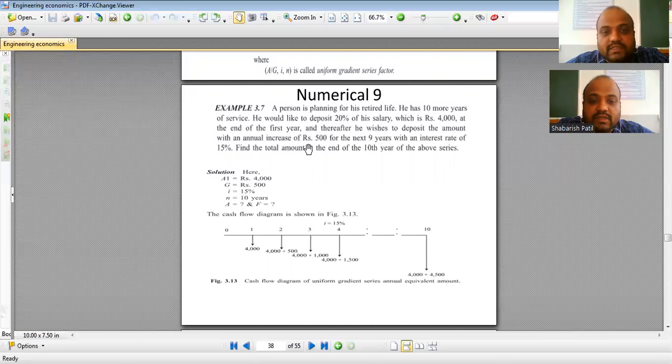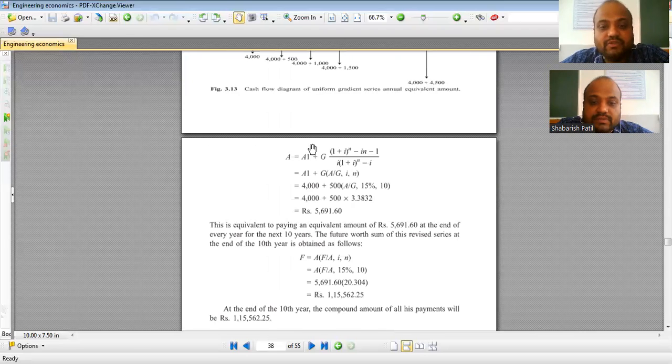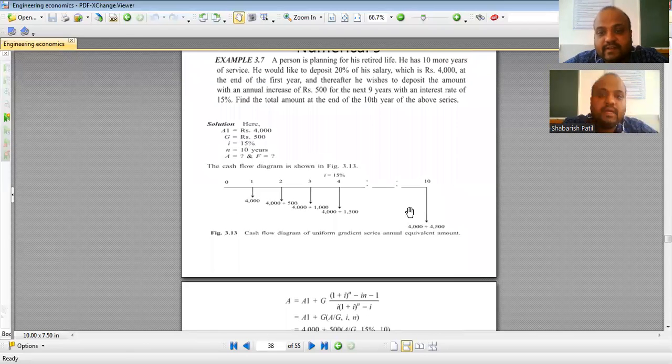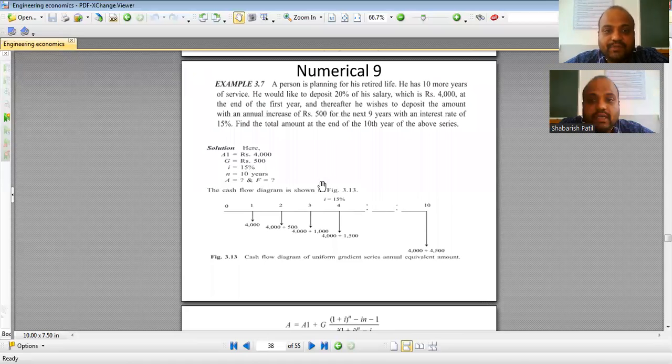So here he is asking for the future sum at the end of the 10th year, but there is an increase in the annuity. So first I'm supposed to calculate the equivalent annuity value. Before that, we'll list out the given data. Here my A1 value is 4,000, G is rupees 500, interest is 15%, and n is 10 years. I'm supposed to calculate A, that is the equivalent annuity, and then the future value, because he's asking for the total amount at the end of the 10th year.